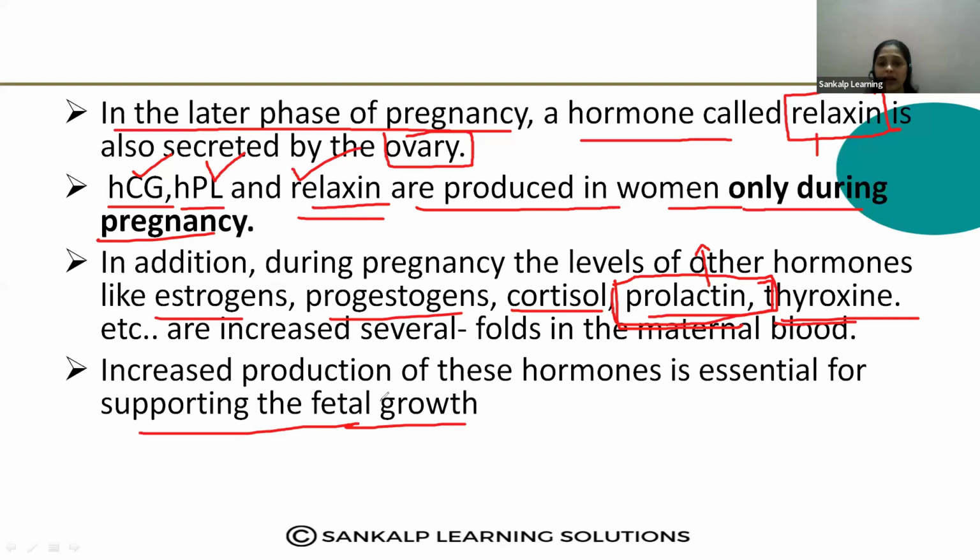So these are all very, very important for your board exam as well as CET. I'm repeatedly saying that it is very important. Remember the names of the hormones which are produced only during pregnancy, which are produced by the placenta, and which are produced by the ovary during pregnancy. You can make a short note of all these points. There is a 100% chance of a question being asked on this topic.